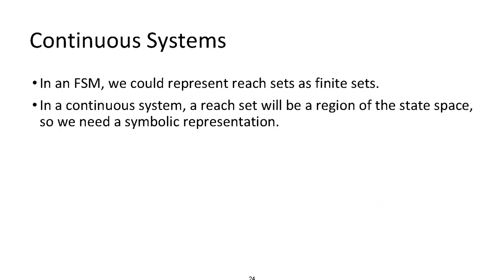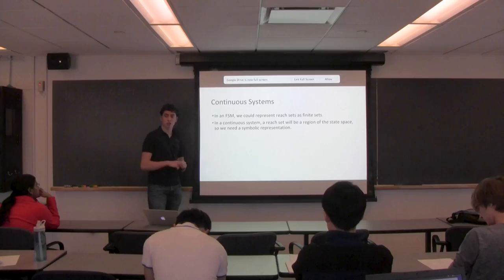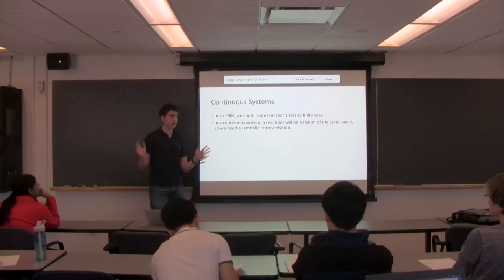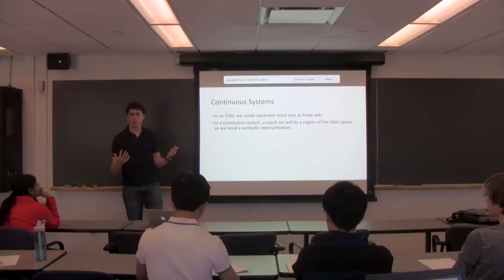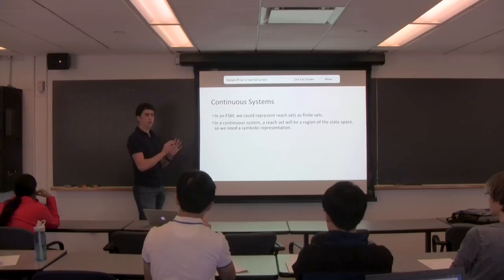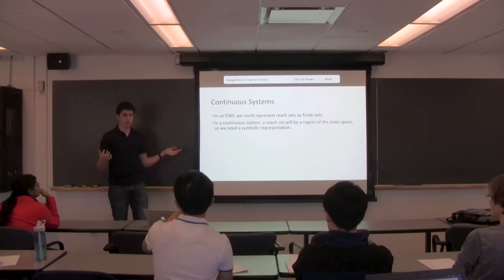Okay, so all of this was for finite state machines, but for continuous systems, things get a little more complicated. It's a lot of the same concepts, but we need to handle a very important issue, and that is how to represent reach sets, or just sets, regions in space for continuous systems. Because in a finite state machine, we could just enumerate the list of states in the reach set, or reachable set. In a continuous system, we need some other way. We can't just say it's every point for which there exists a sequence of control inputs, because that can be infinitely many points.